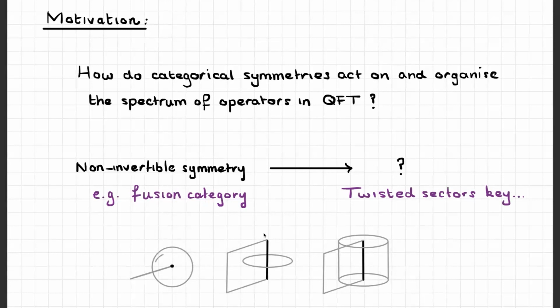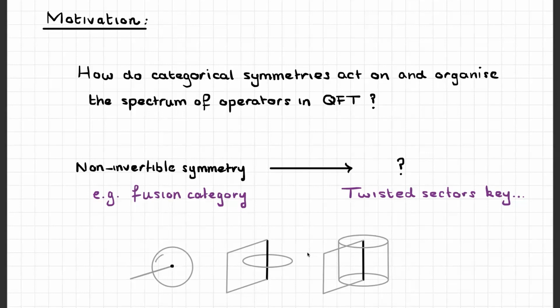Sorry about that. So indeed, we need to talk about twisted sectors. You might have a local operator that's attached to a topological line, or you might have a line defect that's attached to a topological surface, and so on and so forth. Studying how symmetries act on these objects, I think, is crucial to understanding the bigger picture, especially when you have non-invertible symmetries.